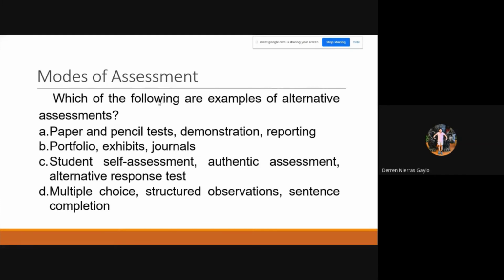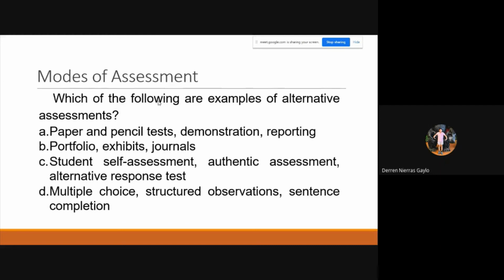Which of the following are examples of alternative assessment? So not paper and pencil. Letter B, portfolio, exhibits, journals. For letter A, you have paper and pencil, so it's traditional. For letter C, you have alternative response test. When you say alternative response test or alternate response test, it's true or false. And for letter D, multiple choice, it's traditional.